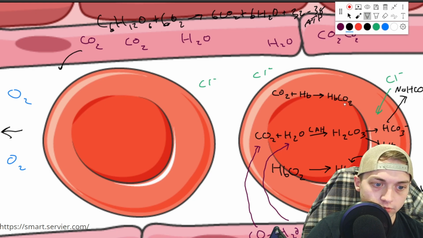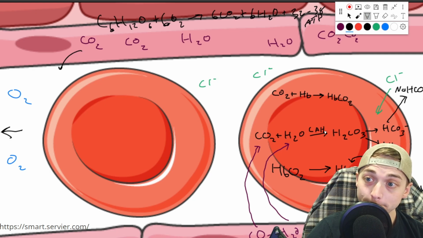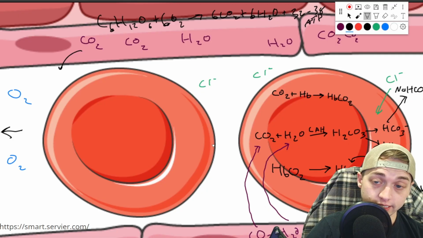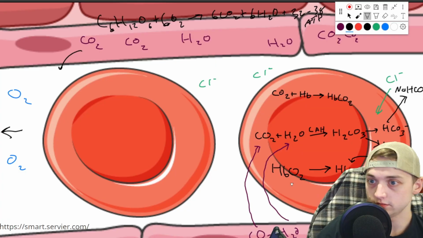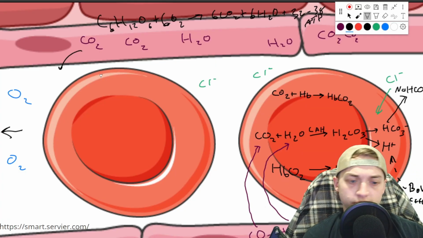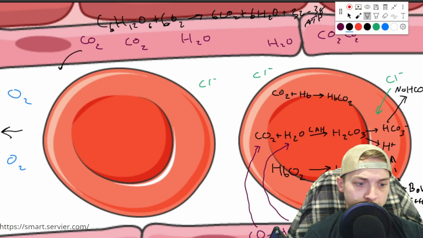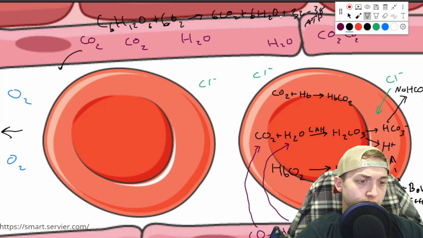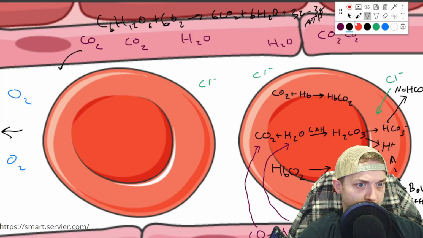Some of it is going to bind to the hemoglobin, and it's going to become this carbonated hemoglobin molecule. This is like 7%. But most of it, like 90-ish%, is going to be converted into carbonic acid, which is then going to be converted to bicarbonate ions. And this, I'll draw it on this one over here. This is the Bohr effect over here. Okay, so let's talk about this.